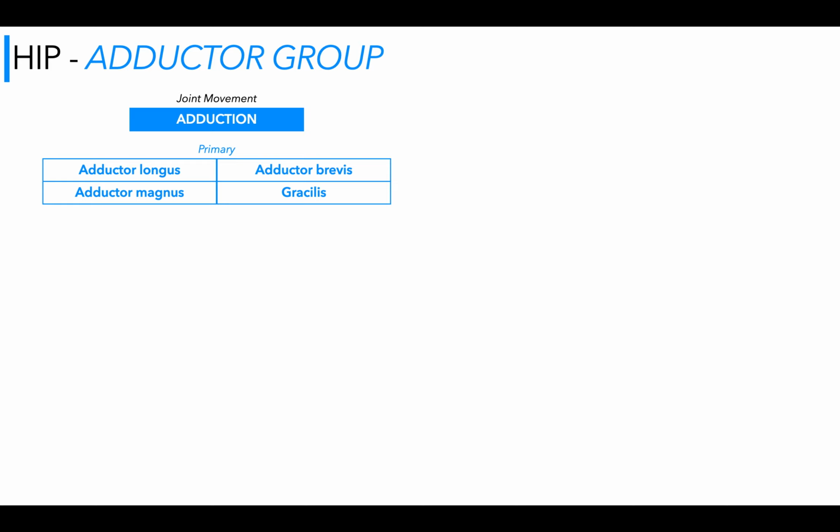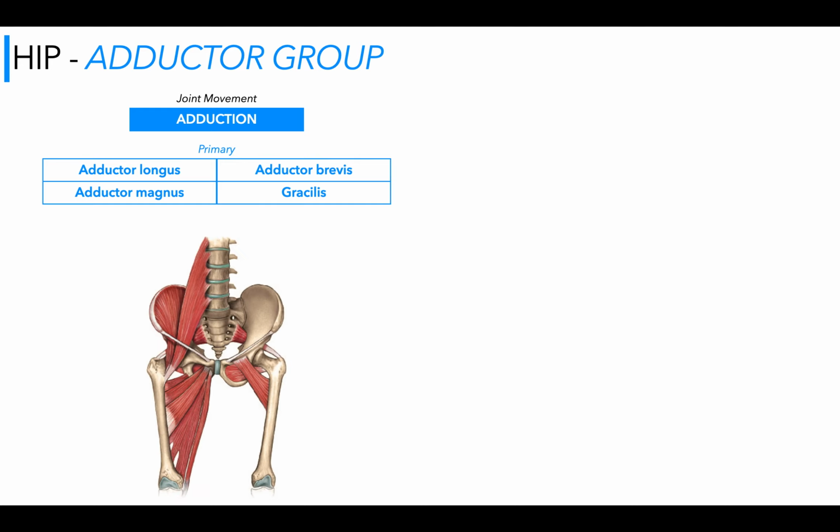So if you get asked about hip adduction, you can put any of them. And adductor right at the start should be a key connection there. Again, not needing to worry about labeling these, but the gracilis is on the inside.